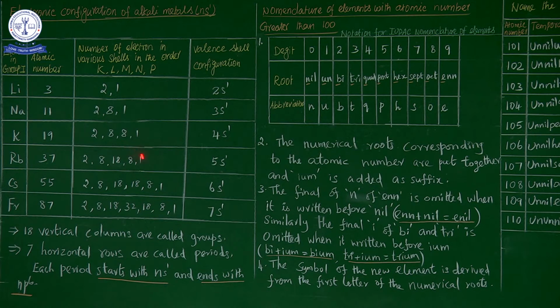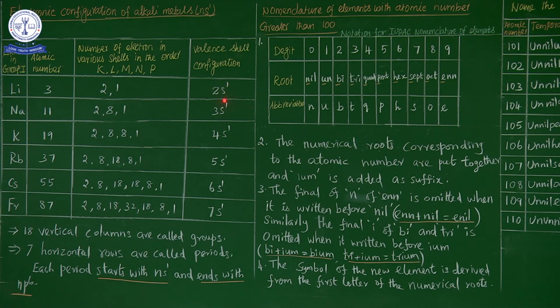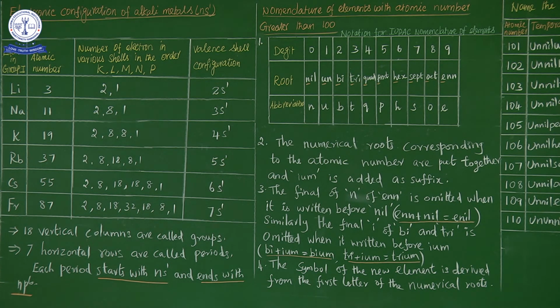The last shell has only 1 electron in each. You can see that the last remaining electron is 1. That is the valence shell configuration, having only 1 electron in its outermost shell. So the configurations are 2s1, 3s1, 4s1, 5s1, 6s1, 7s1. Here 2, 3, 4, 5, 6, 7 indicate the numerical value in the configuration, which indicates the period number.